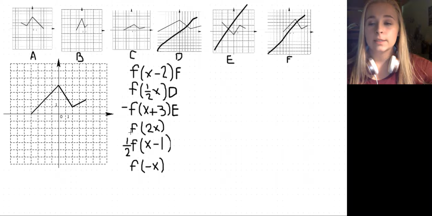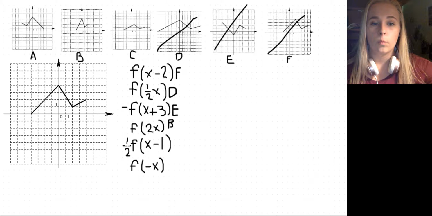And then the next one we have is f of 2x, and this 2 is going to do the exact opposite thing that the 1/2 did, and it's going to cause our graph to compress and to grow at a lot steeper and faster rate, which we can see is what b does. So this one is b.